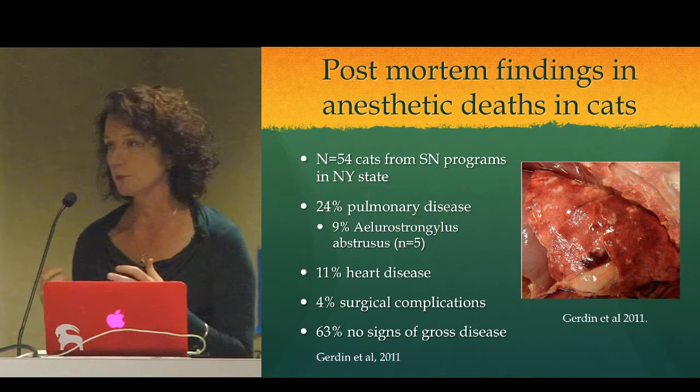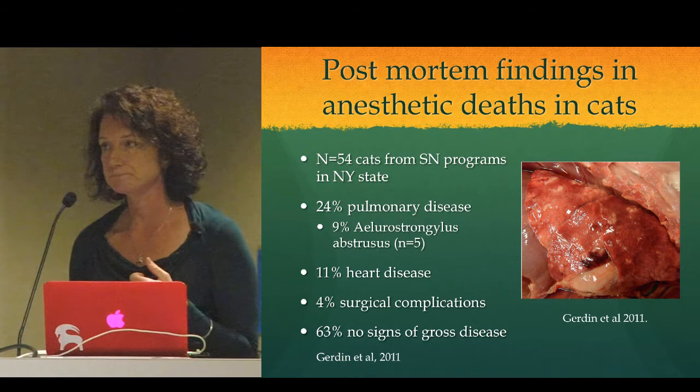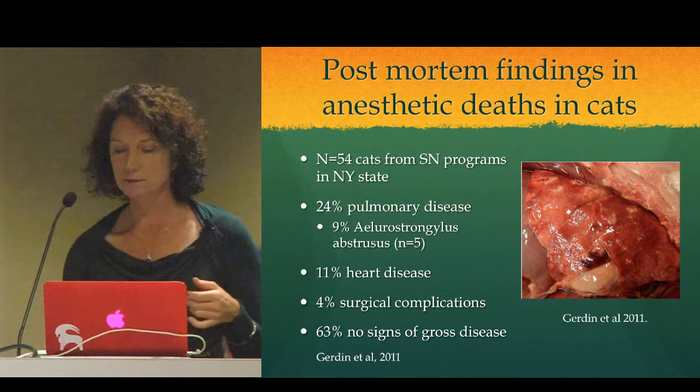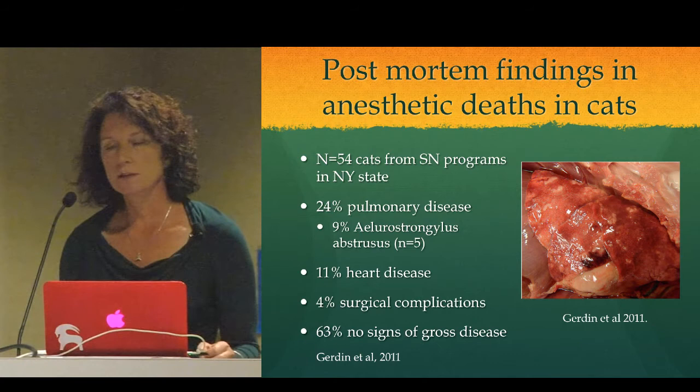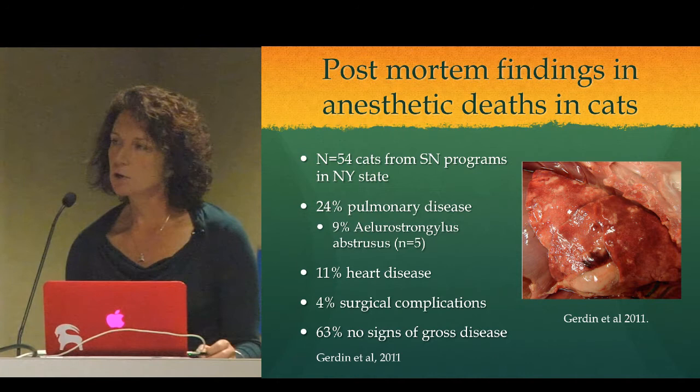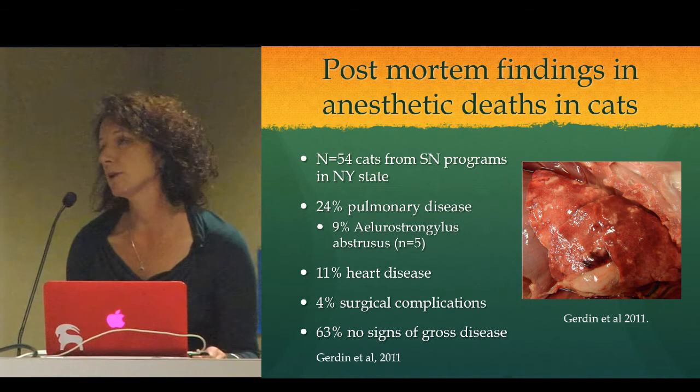9% of them had Aelurostrongylus. So five of the 54 had Aelurostrongylus, and some pretty significant disease, including the one that I showed you, which I have to go back to. Cat came in, and again, a lot of times we don't necessarily have a background on it, no reports of coughing and that sort of thing, but that was what the cat's lungs looked like on necropsy. 11% of them did have undetected heart disease. 4% had surgical complications, and 63% of them had signs of no gross disease.